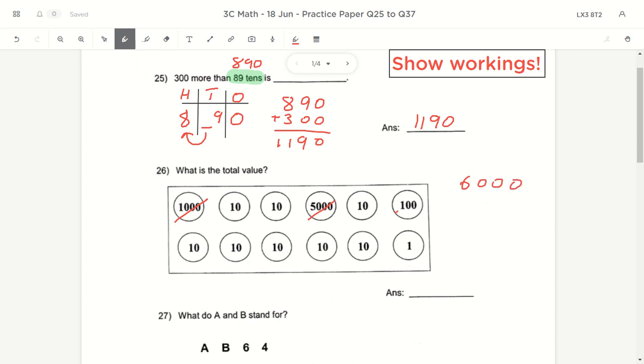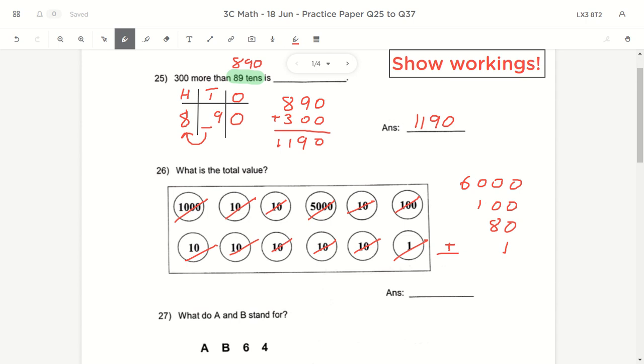Okay, let's do the 100. There's only 100 here, so I'll put 100 over here. Let's count how many tens I have. I have 10, 20, 30, 40, 50, 60, 70, 80. I cancel them out so I will not miscount, and I know which ones have been counted already. So I check again: 1, 2, 3, 4, 5, 6, 7, 8, 80, and the 1, which is here.